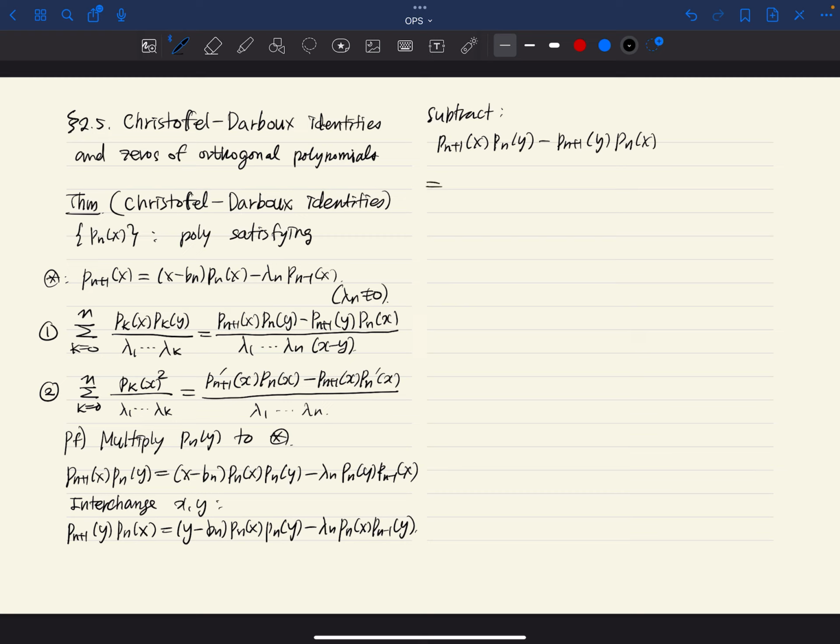And what about the right hand side? You see here this b_n will be cancelled because they are the same. So we get (x - y) multiplied by P_n(x) P_n(y). And this is minus and plus, so I'm going to write plus lambda_n first, and then P_n(x) P_{n-1}(y) - P_n(y) P_{n-1}(x), like that.